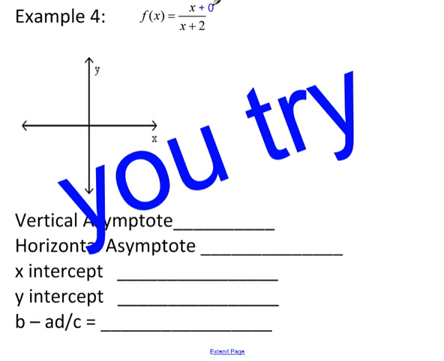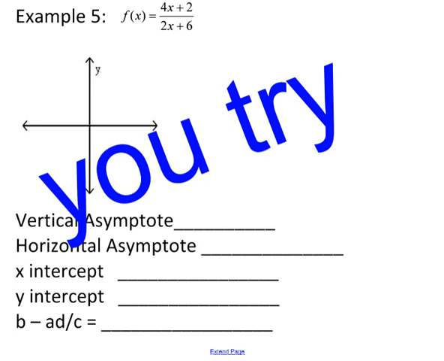kind of like it's x plus 0 on the top. See what you can do on your own here for 4 and 5. Go ahead and hit pause, try them, and then we'll look at these last ones with some weird examples.